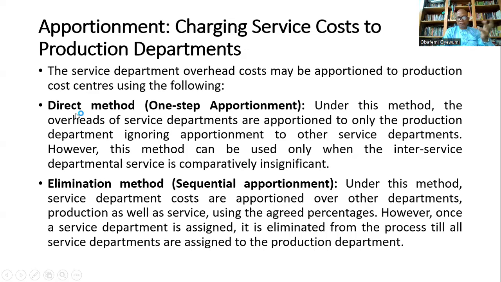So there are 4 methods basically, but we'll be looking at only 3 here. The first one is the direct method, one-step apportionment. Under this method, the overheads of service departments are apportioned to only the production departments, ignoring apportionment to other service departments. So in this case, the overheads of the service department will just be apportioned once, and once they're apportioned, that's the end of that particular overhead cost in that service center. So you don't have to apportion to other service centers.